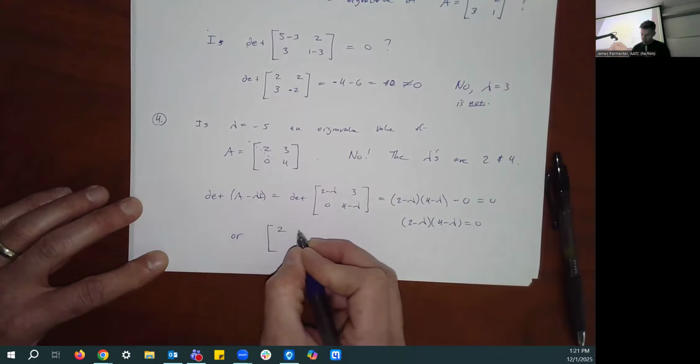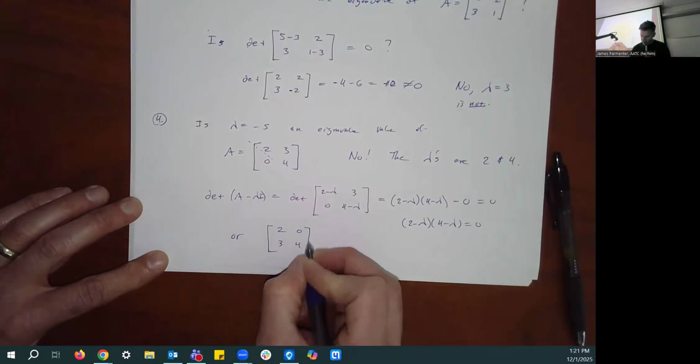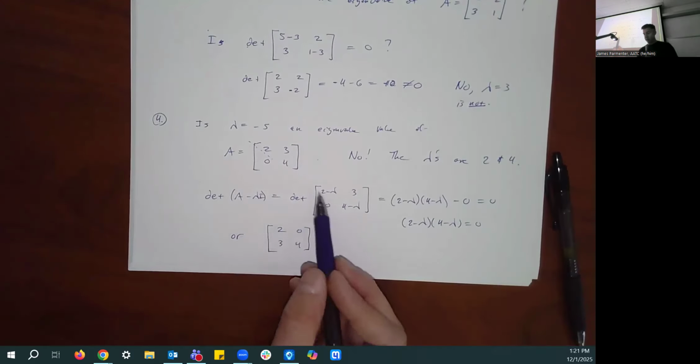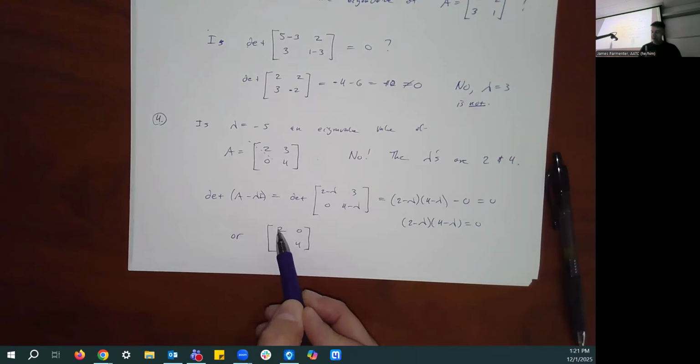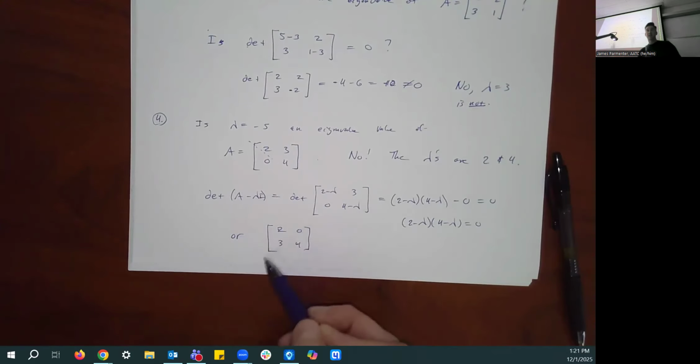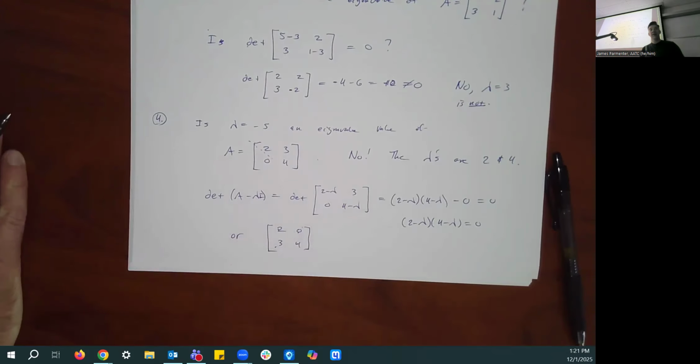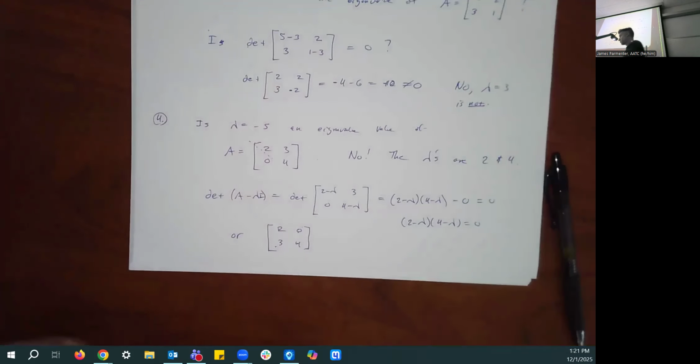So if you see a matrix like this one, 2, 0, 3, 4, that is lower triangular, you're going to have the exact same thing happen, because your determinant of A minus lambda I is going to be 2 minus lambda times 4 minus lambda minus 0 again. So if you ever have a 0 up here or a 0 down there, your eigenvalues are going to be the diagonal entries. That idea is actually extendable to larger matrices. What do I mean by that? Well, let me show you.